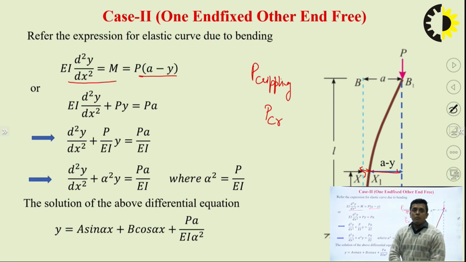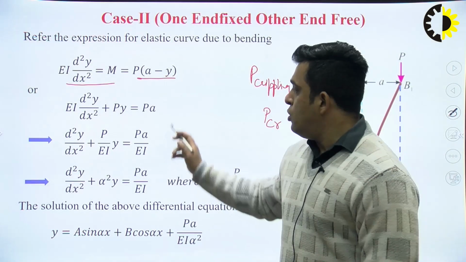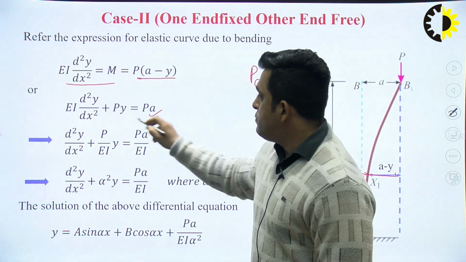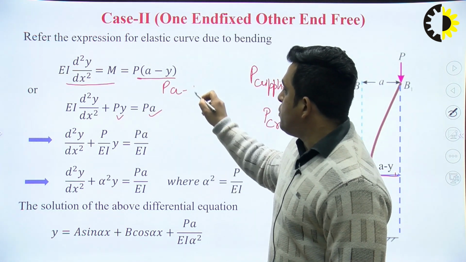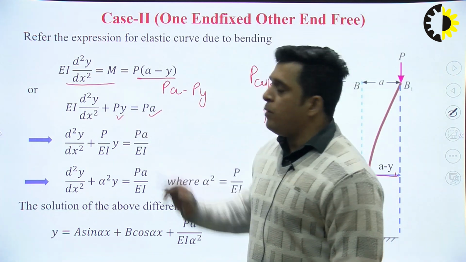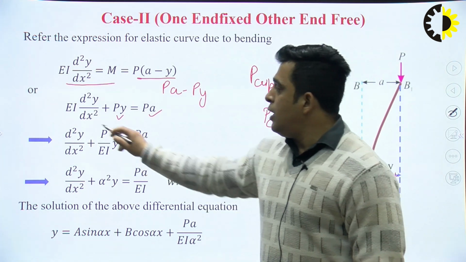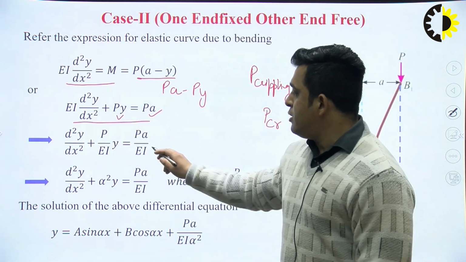Why have we written it as positive? Because it is having a convexity, so it will be taken as positive. So arranging these terms, P into (a minus y) can be written as Pa minus Py. This minus Py taken to the left hand side will give plus Py equal to Pa. Dividing the entire equation by EI, you are going to get this term.